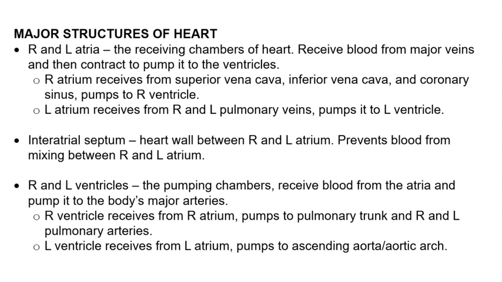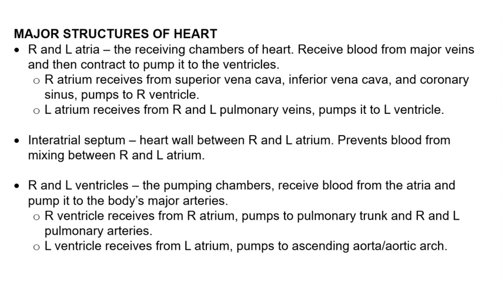The left atrium receives blood from two sources, the right and the left pulmonary veins, and when the left atrium contracts, it pumps blood into the left ventricle. There's a structure between the two atria called the interatrial septum. It's a structure of the heart wall that lies between the right and the left atrium, and it functions to prevent blood from mixing between the right and the left atrium.